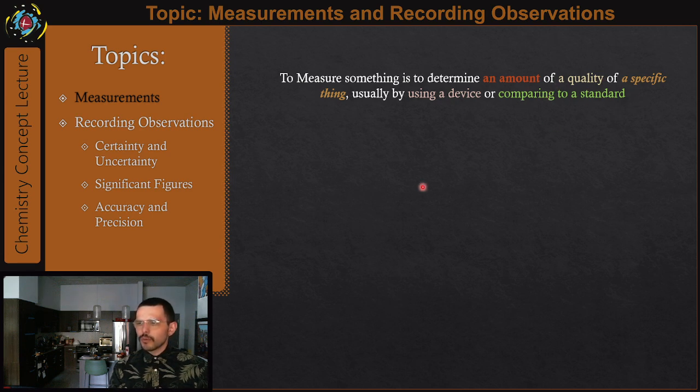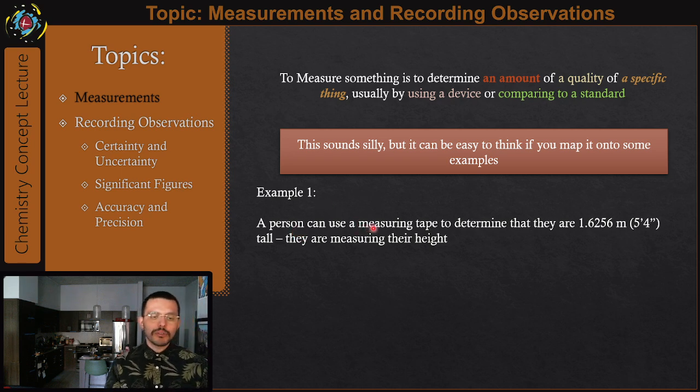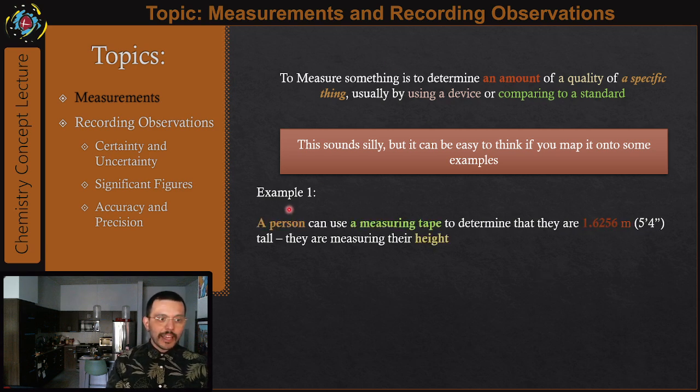So again, what does that mean? Well, it sounds kind of silly, but it can make sense if you think about some examples. Example 1. A person can use a measuring tape to determine that they are 1.625 meters tall as they are measuring their height. Right here, that's 5'4" for any of you in the audience who this might apply to. So in this case, the person, a specific thing, is using a measuring tape, a standard, to determine that they are 1.625 meters, an amount, tall, which is their height, a quality.